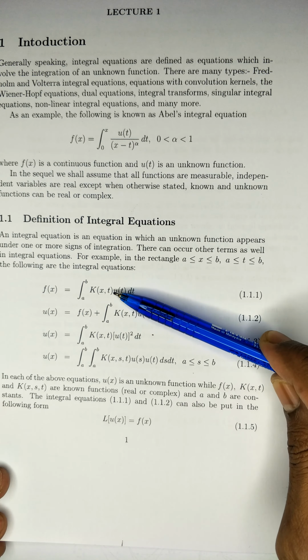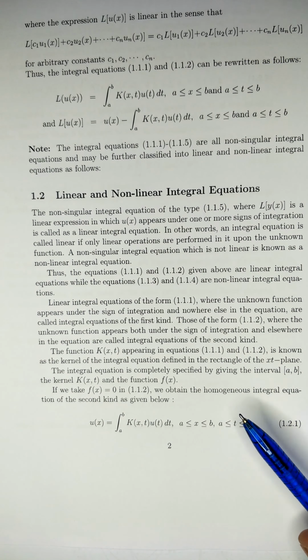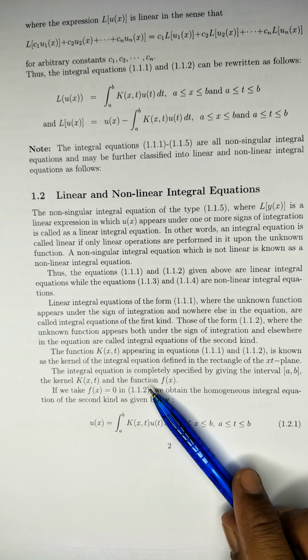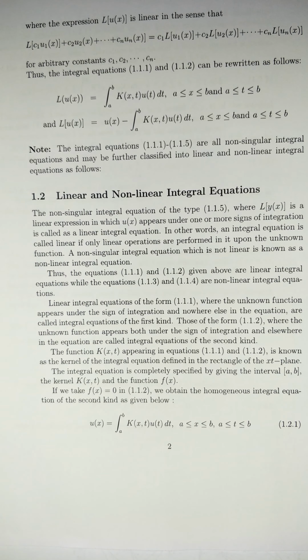Okay, so the function k appearing in equations 1.11 and 1.12 is known as the kernel of the integral equation, defined in the rectangle of the xt plane. So the word here is the kernel. The known term k we call the kernel of the integral equation. The integral equation is completely specified by giving the interval a, b, the kernel k(x,t), and the function f.